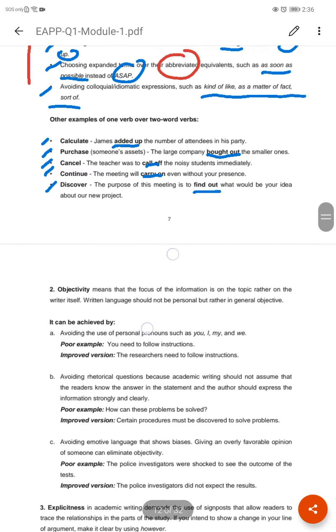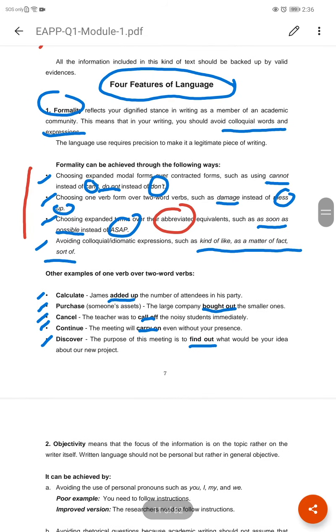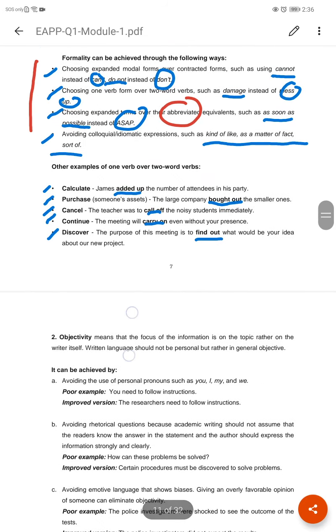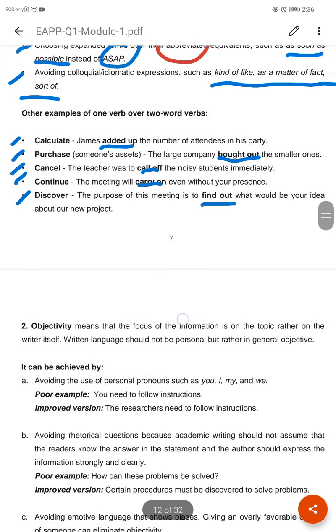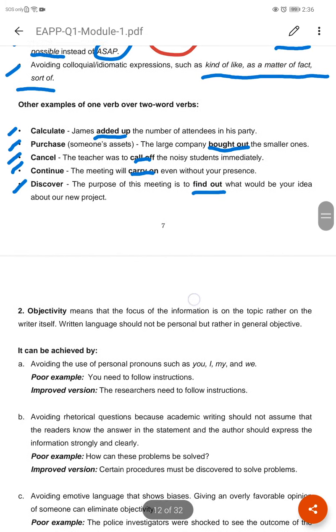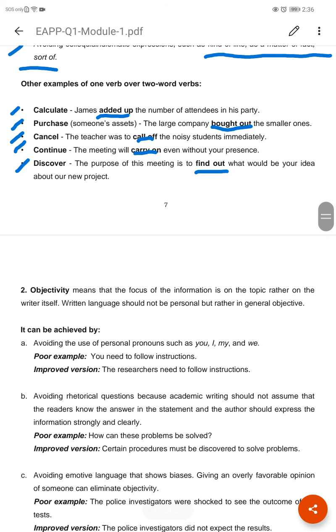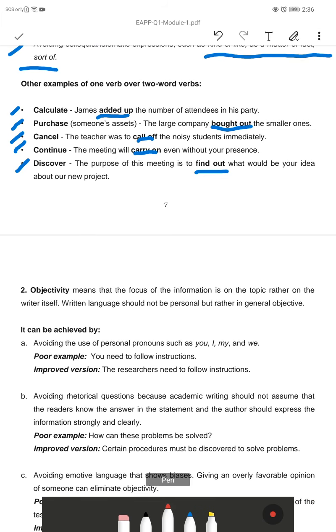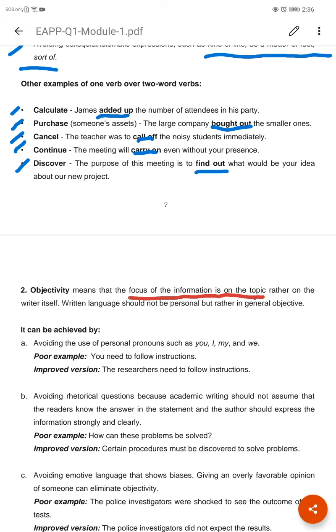Okay, let's go to the next feature. Aside from observing formality in your language, you should also have objectivity in your language. Objectivity means that the focus of the information is on the topic. So make sure that we are focused on the topic rather than the writer itself. Because many times there are writers who, when they talk about something in their writing, tend to talk about themselves instead of talking about the topic.